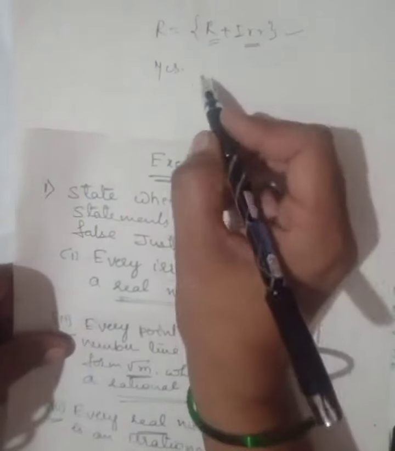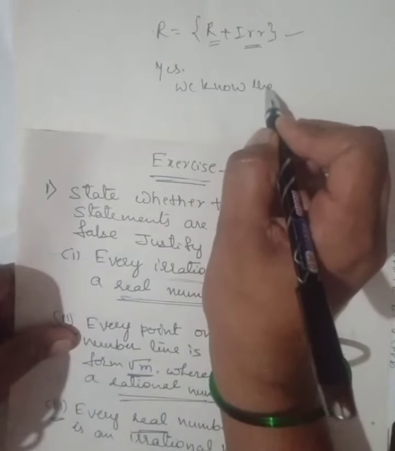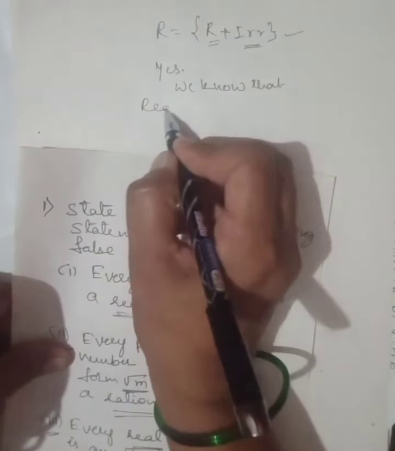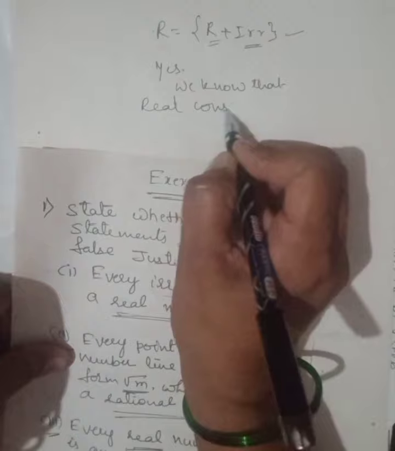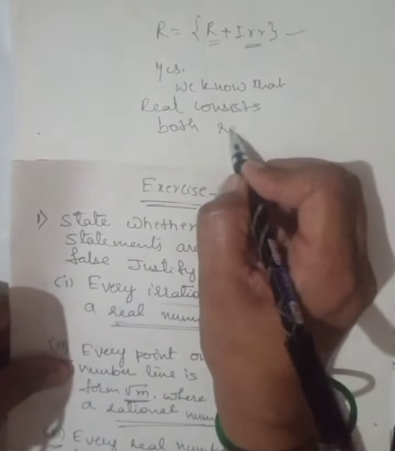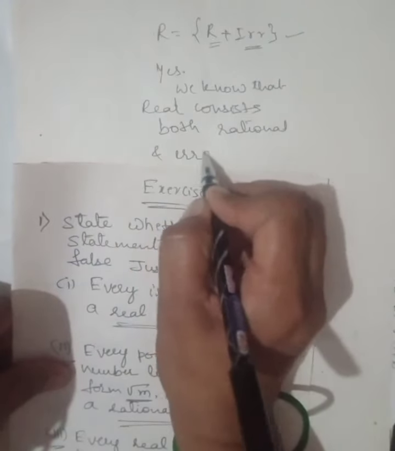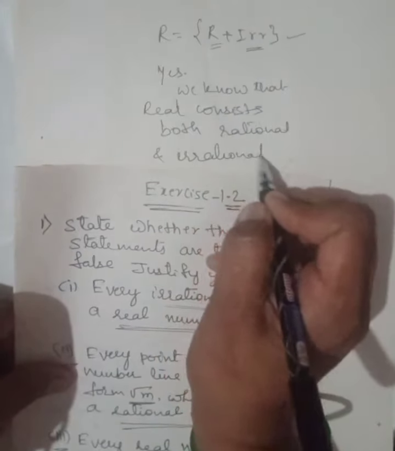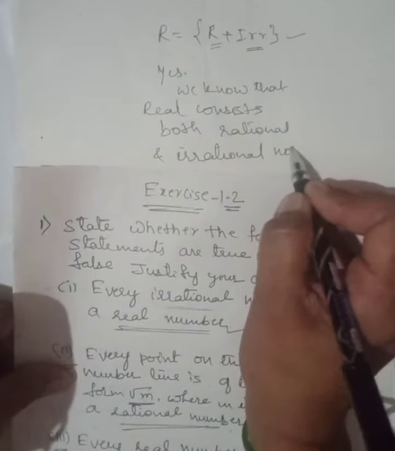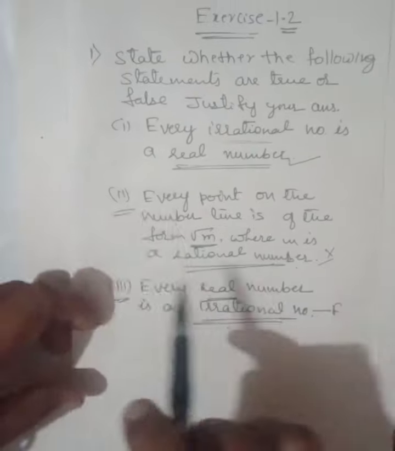Why? The reason is that we know that real numbers consist of both rational and irrational numbers. Only this much. Okay, very simple concept. Now moving to the second one.